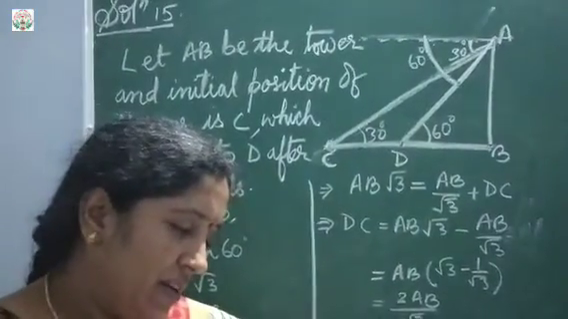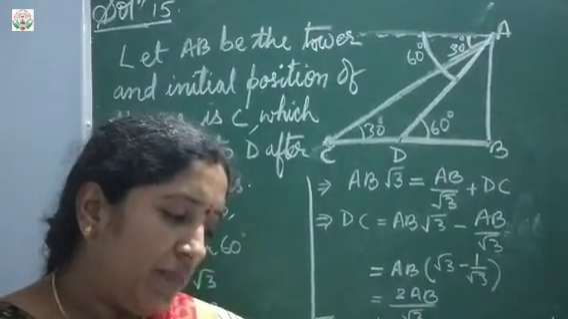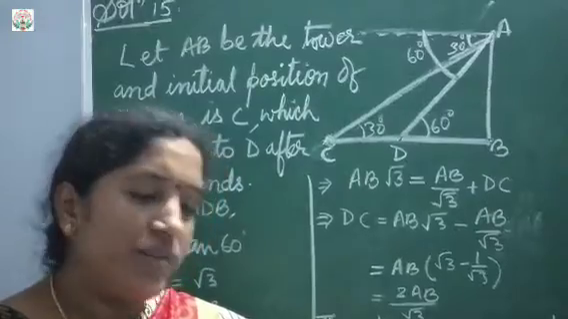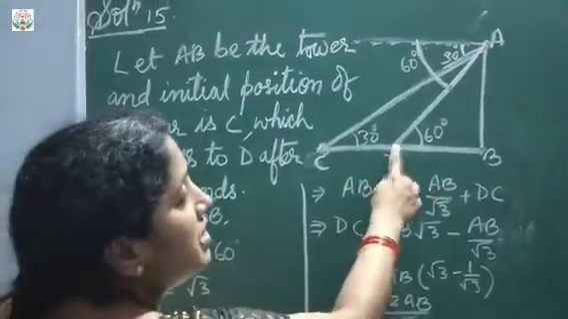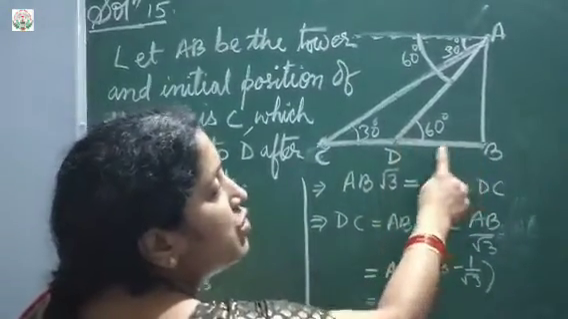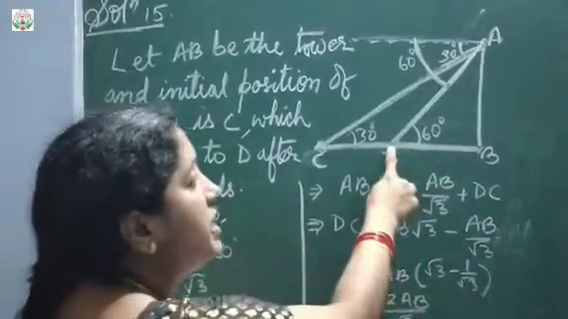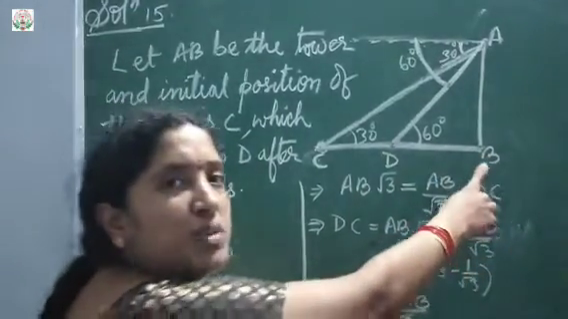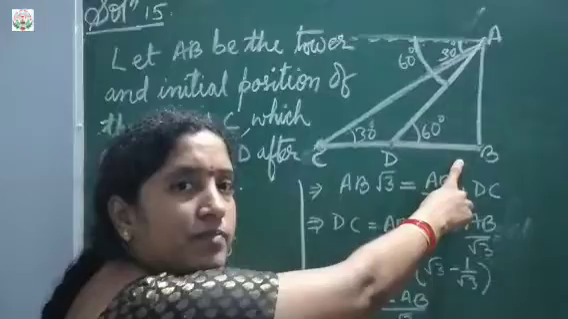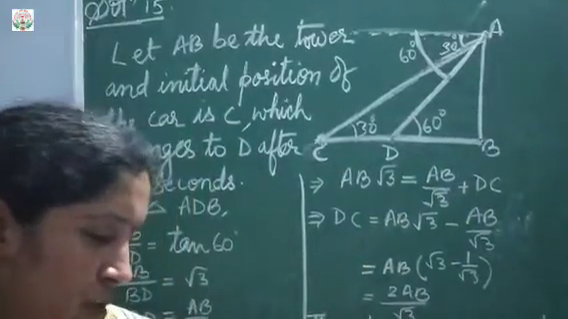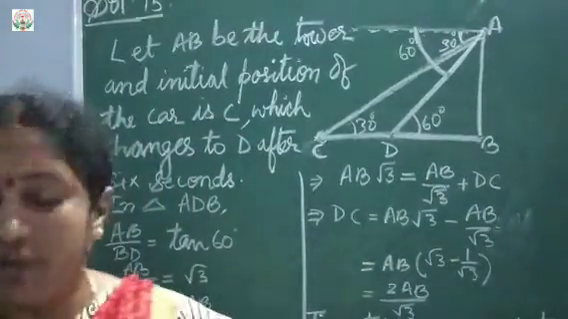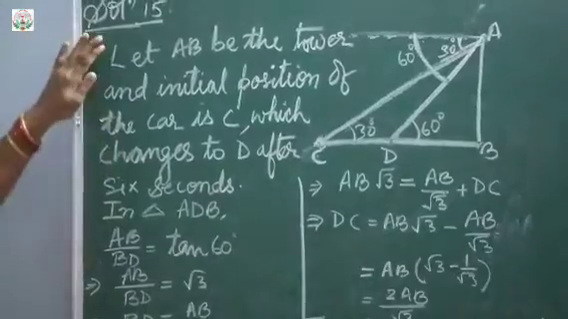Then what is given? Find the time taken by the car to reach the foot of the tower. That means, from here to here, what is the time taken to reach from point D to point B? Because B is the foot of the tower. Clear? You have to find that. Okay, now let us see the solution.